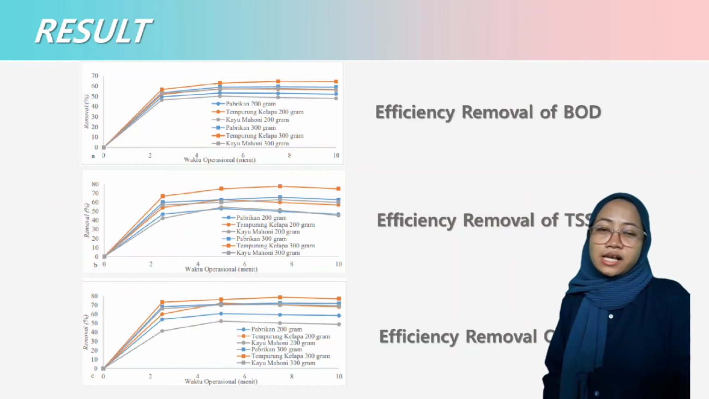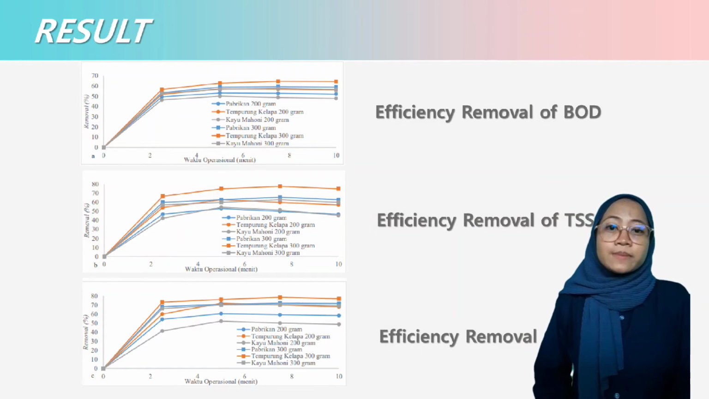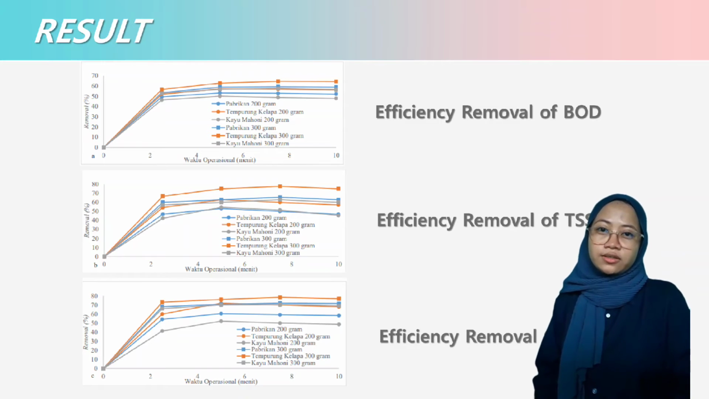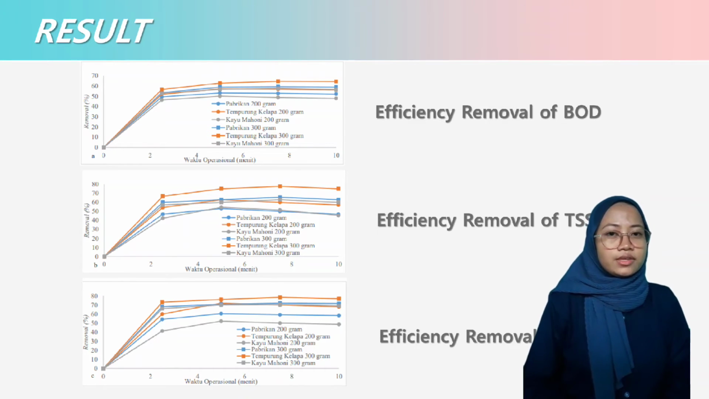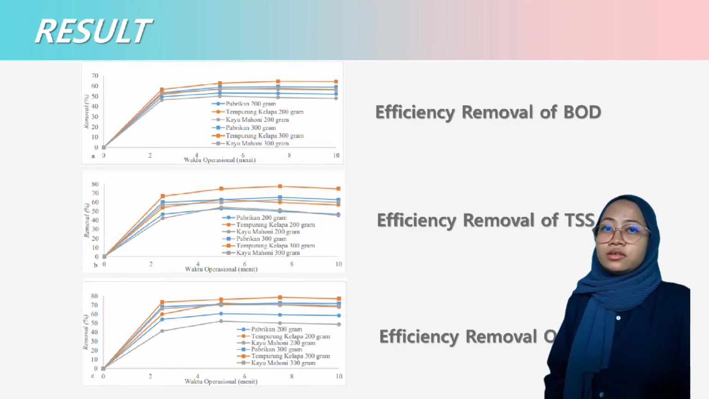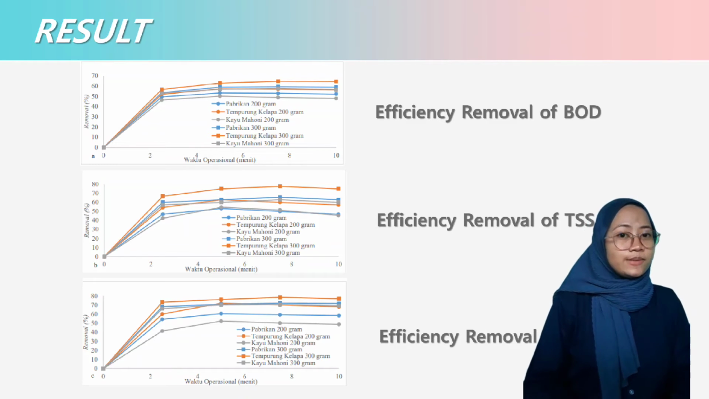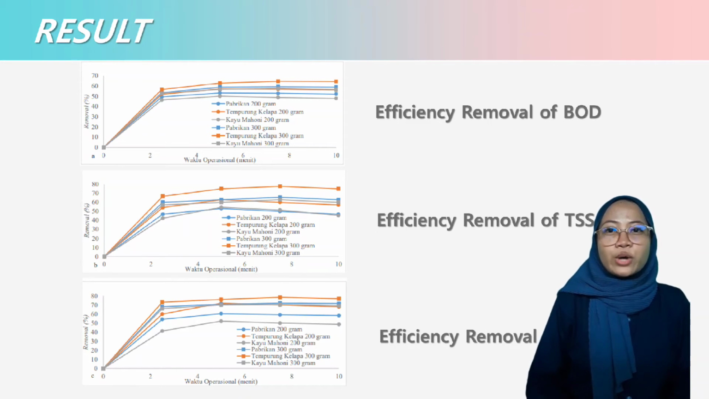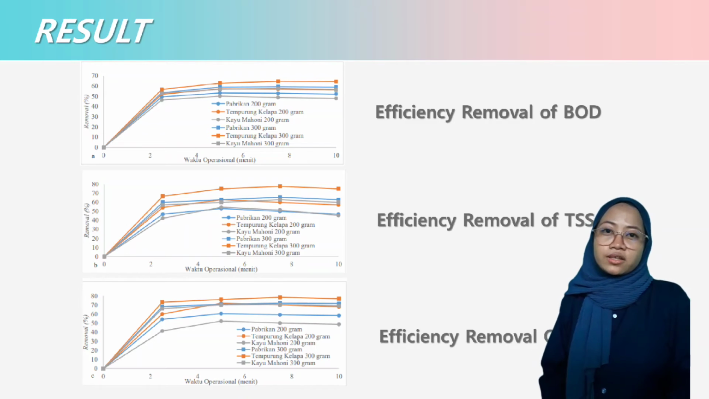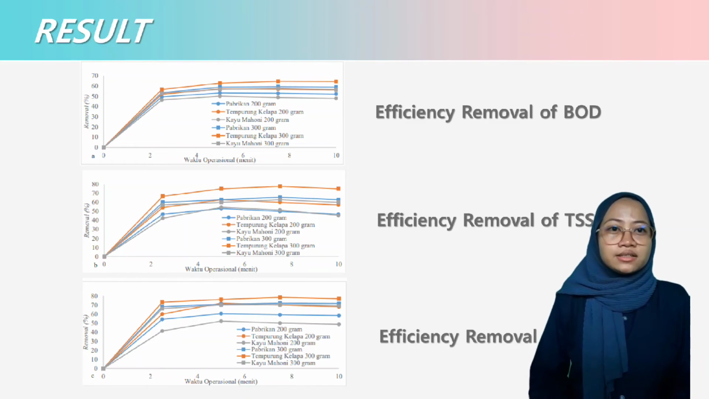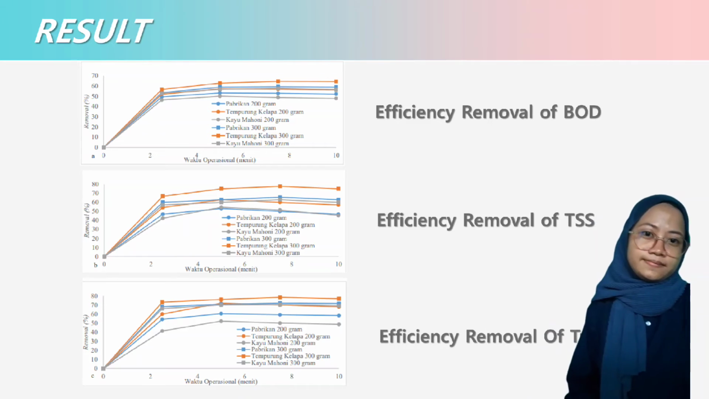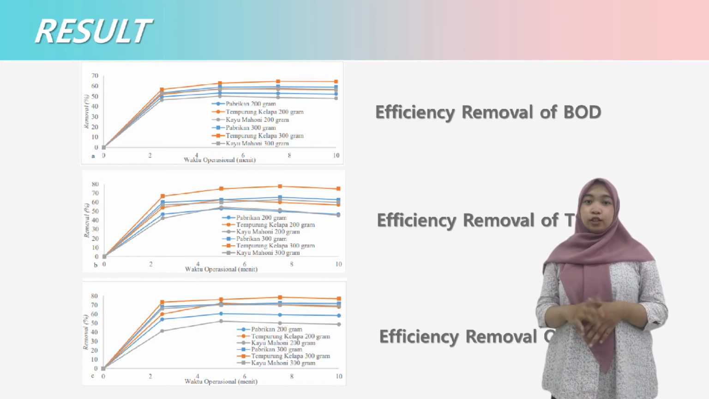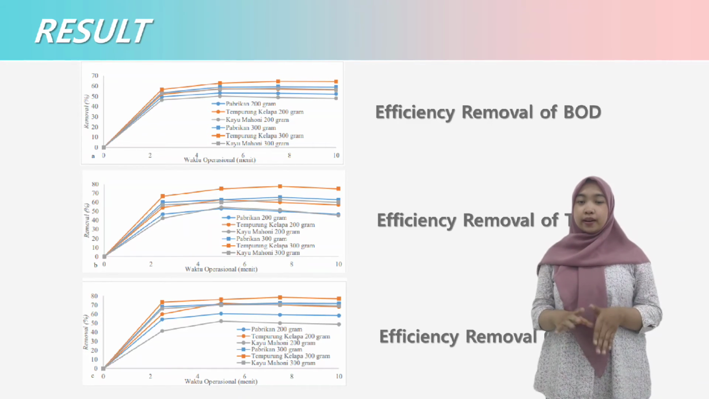Third is the result of the analysis of the removal efficiency of BOD, TSS, and turbidity. It can be seen in the graph of BOD removal efficiency that the lowest efficiency is mahogany activated carbon with 200 grams, and the highest is coconut shell activated carbon with 300 grams. The TSS and turbidity efficiency curves are the same.